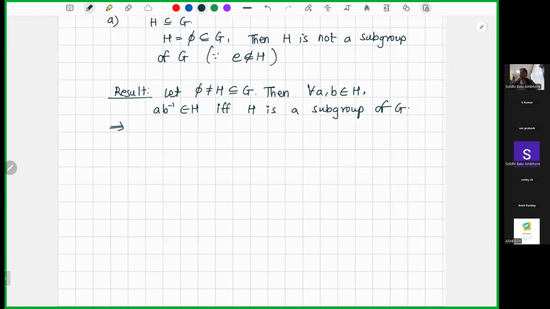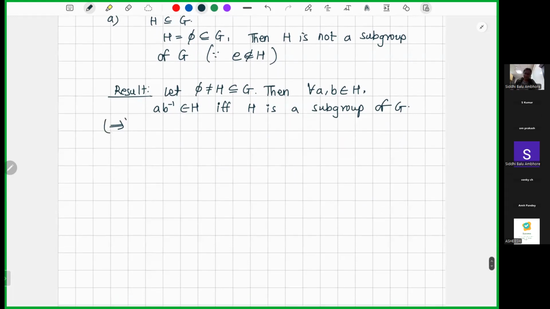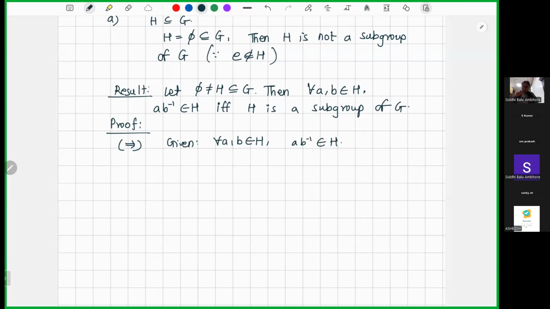Okay, so let us prove this. The first part, proof. Let us prove this part: given that AB inverse belongs to H for all A, B in H.